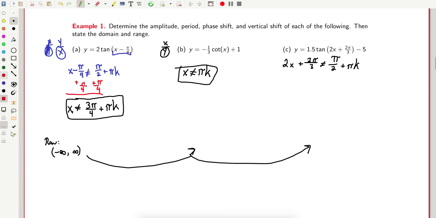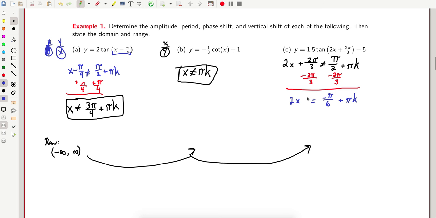All right, so solving for x, the first thing we're going to do is subtract 2 pi over 3 from both sides. And when we do that, we're going to get 2x equals pi over 2 minus 2 pi over 3, which is 1/2 minus 2/3, and then we'll put the pi back when we're done. 1/2 minus 2/3 is, I believe, negative 1/6. So negative pi over 6. Check me on that.